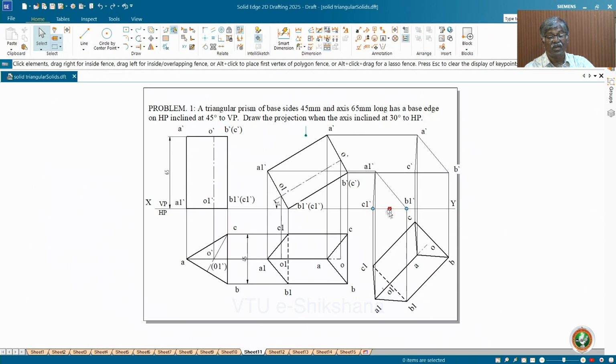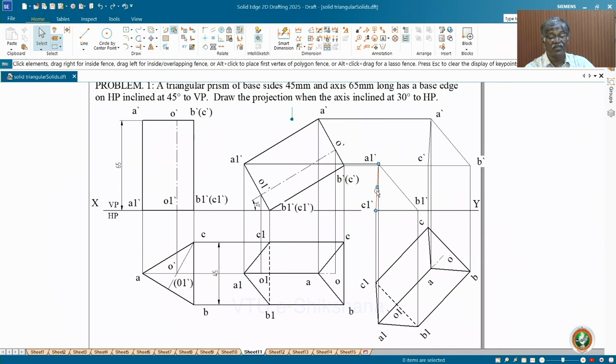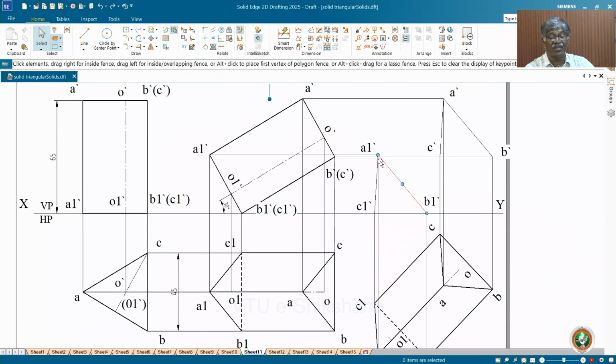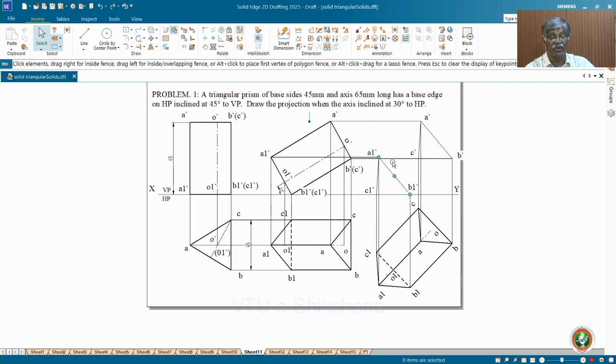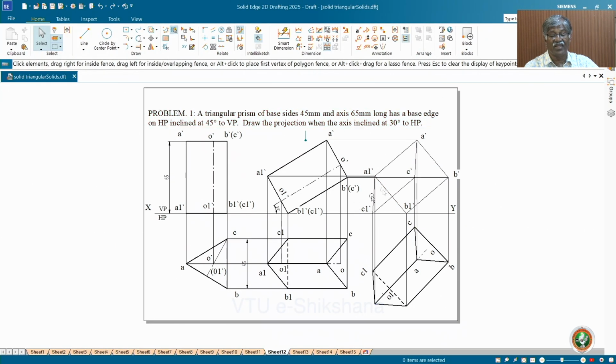Now you see that this is from A1. Sometimes what happens, instead of this you will mark it here. So you must carefully do it, otherwise you will get the final solution wrong. Now second one also you do it. Then join A1, B1, C1.